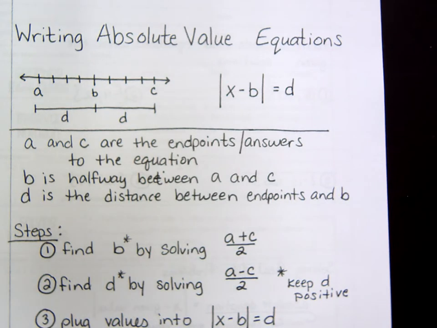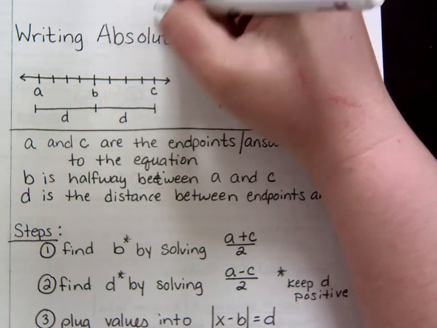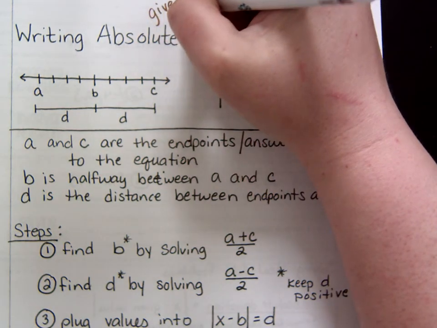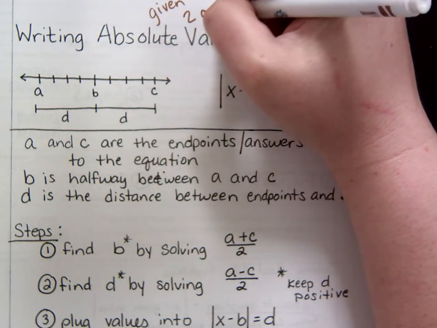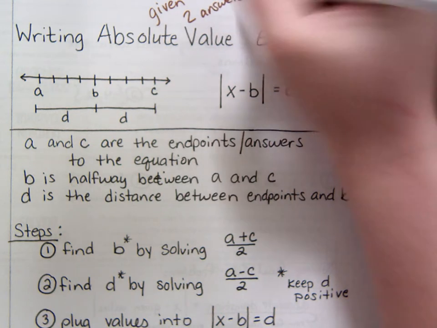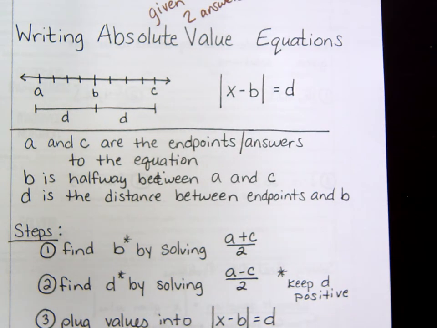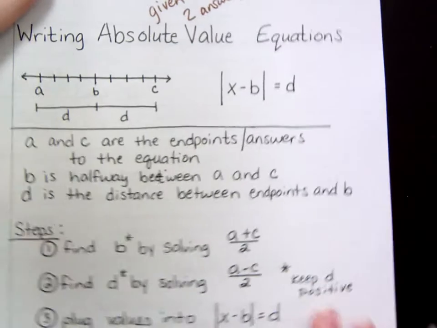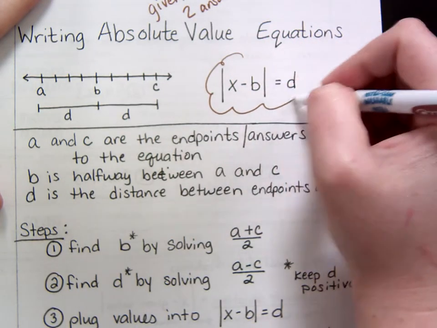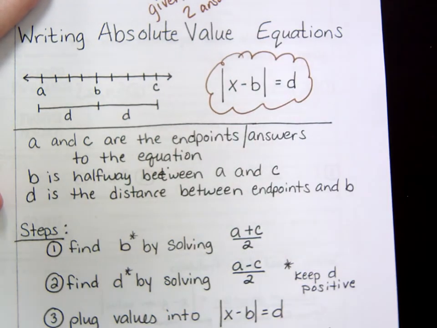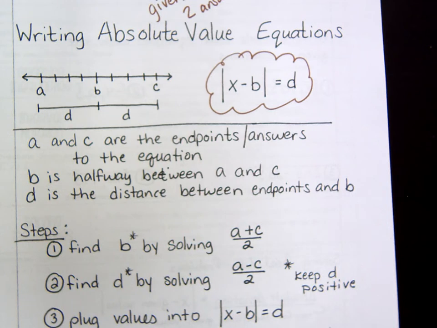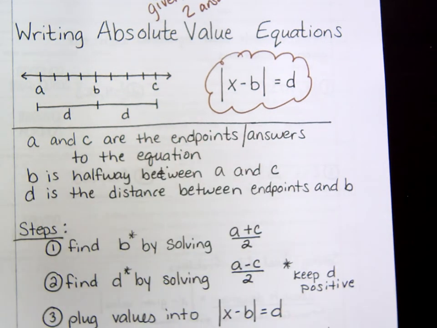In this video, I'm going to show you how to write an absolute value equation if you are given your two answers. Right here I have the basic format. This is what the absolute value equation will end up looking like. And I've got a number line here to help us visualize what each thing means.